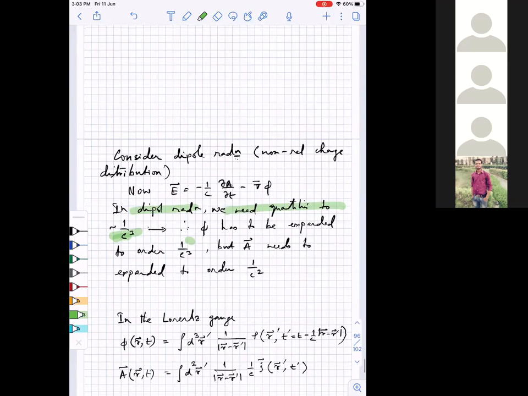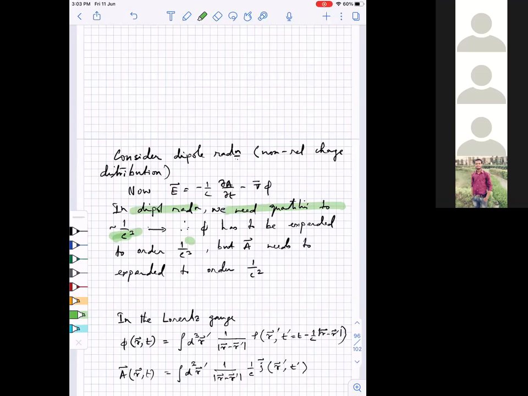Now we are talking about radiation. So we need to talk about the charges locally, something which is local, but we have to be careful of how we expand it. So remember in the Lorentz gauge, our phi and A were given by this formula, right?